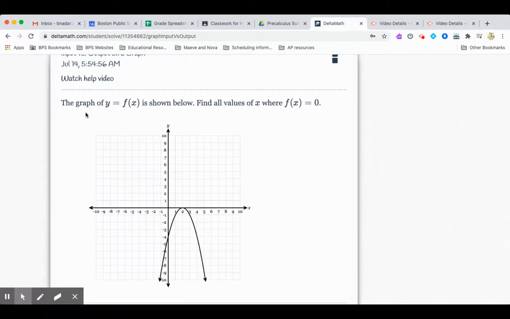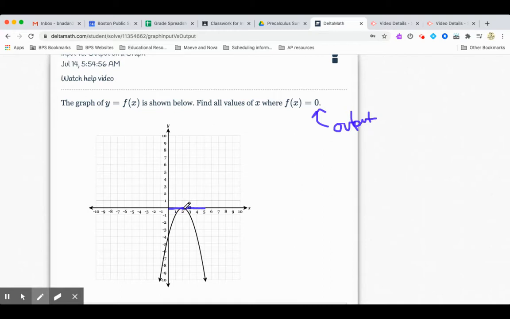So the graph of y equals f of x is shown below. Find all values of x where f of x is equal to 0. So what they're asking is, when is the output, so when they have f of x equals 0, this is your output. And this is the number in the range. So what you need to know is that you're looking for all y values of 0 on this graph. So when is this function 0?